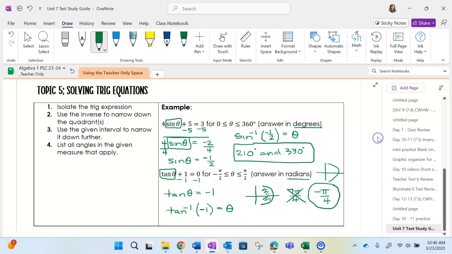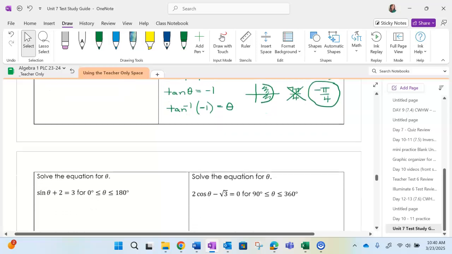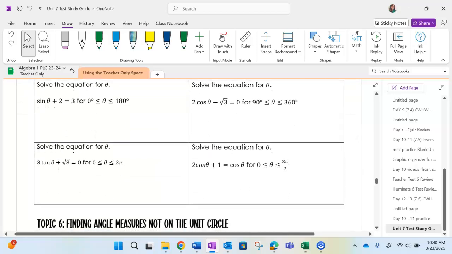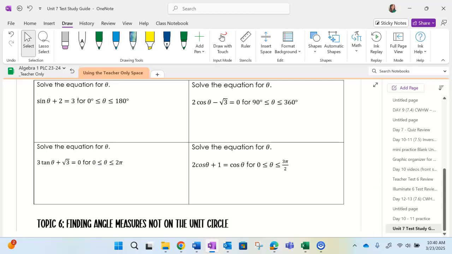All right, let's see if we can try another one. I know we got a lot of stuff that we're doing here, but I want to make sure you guys understand this. All right, solve the equation for theta. Now, it's in degrees here. Okay, we're talking about degrees here, so we're going to keep it in degrees.